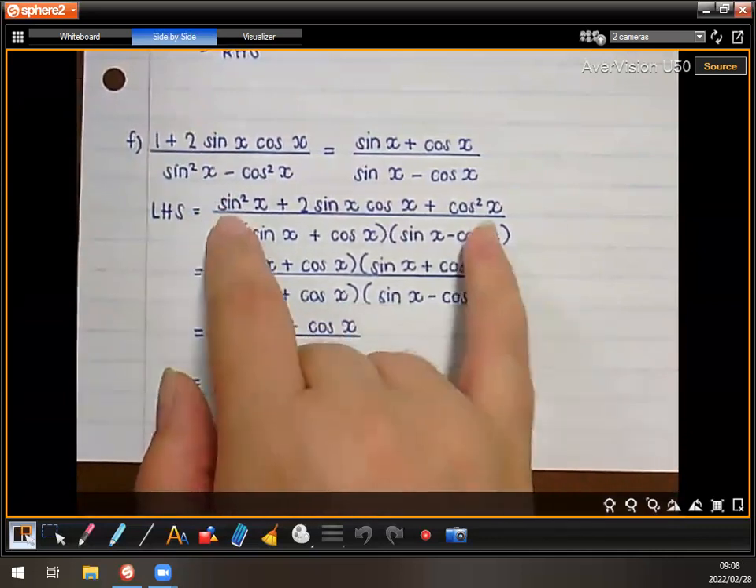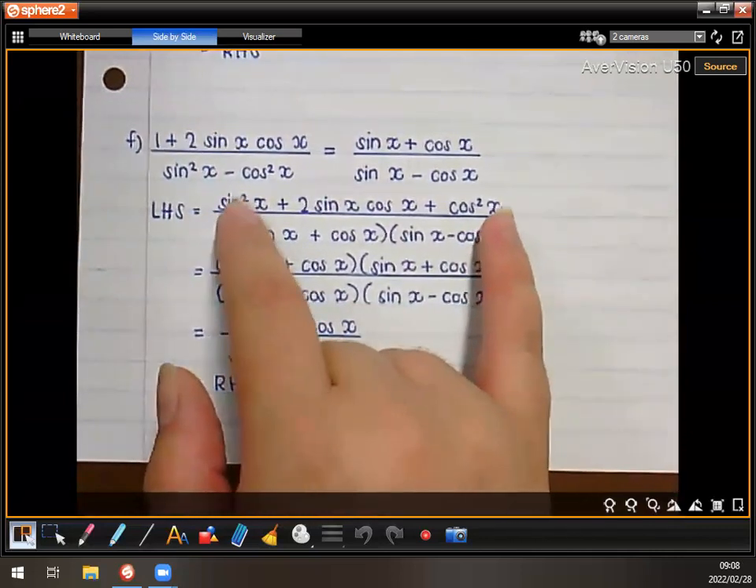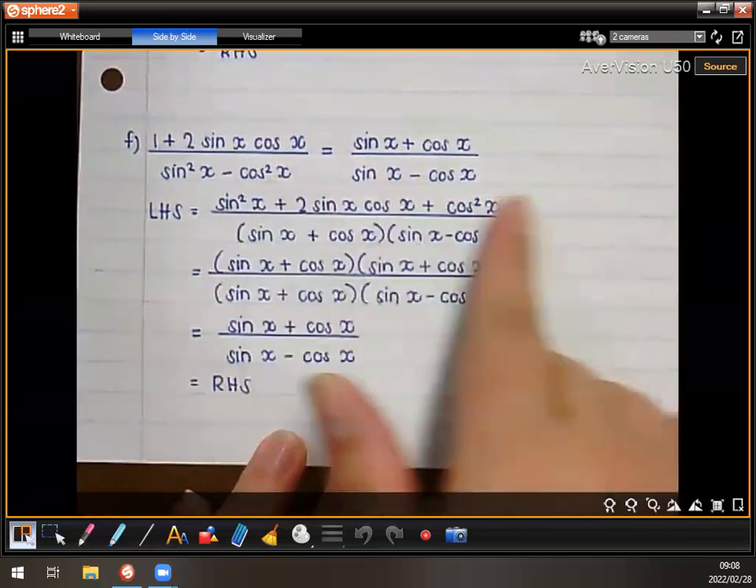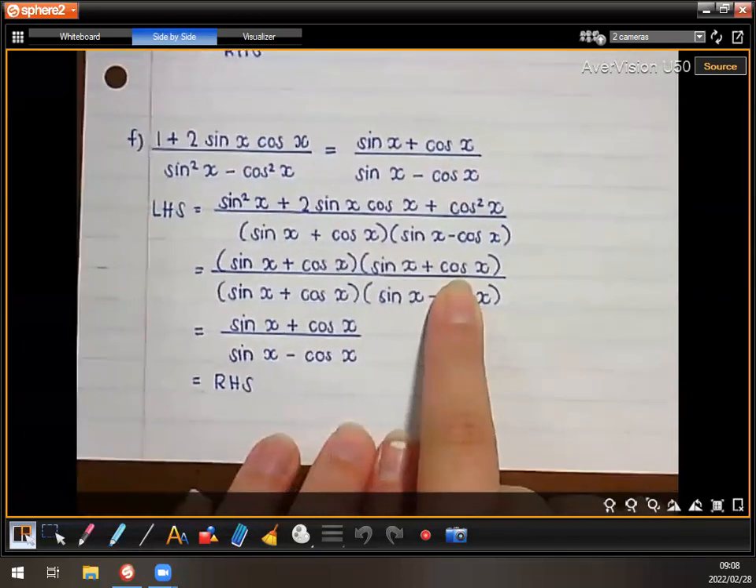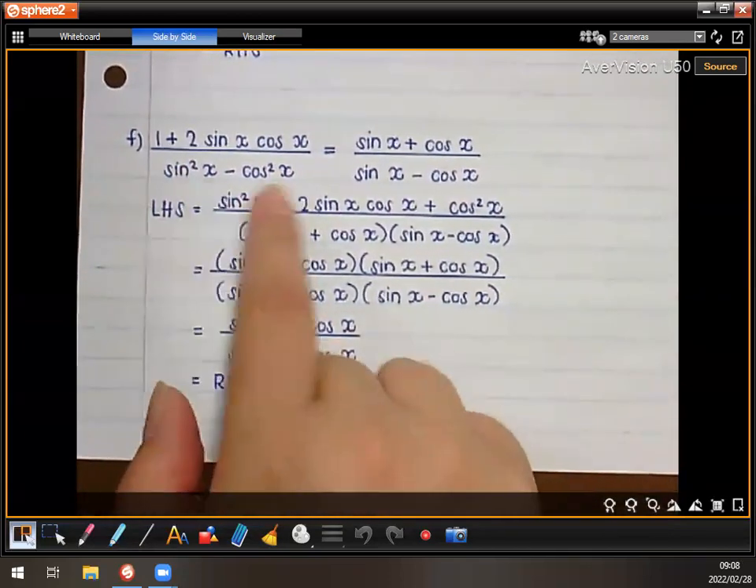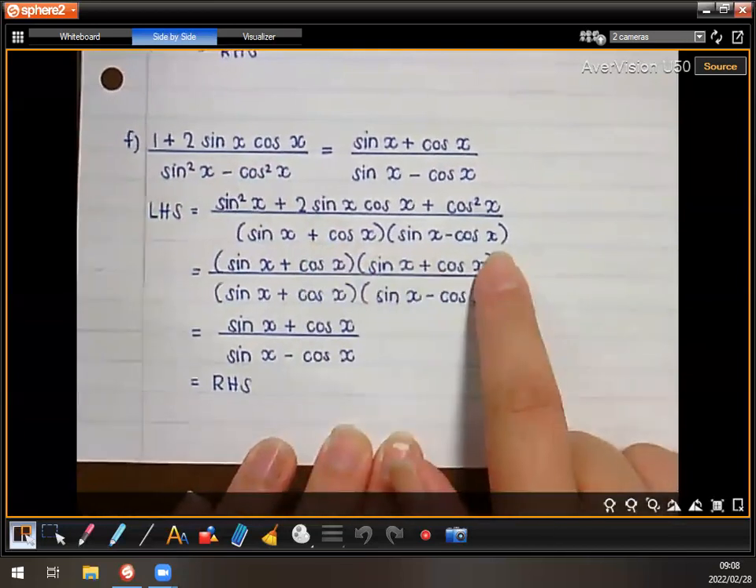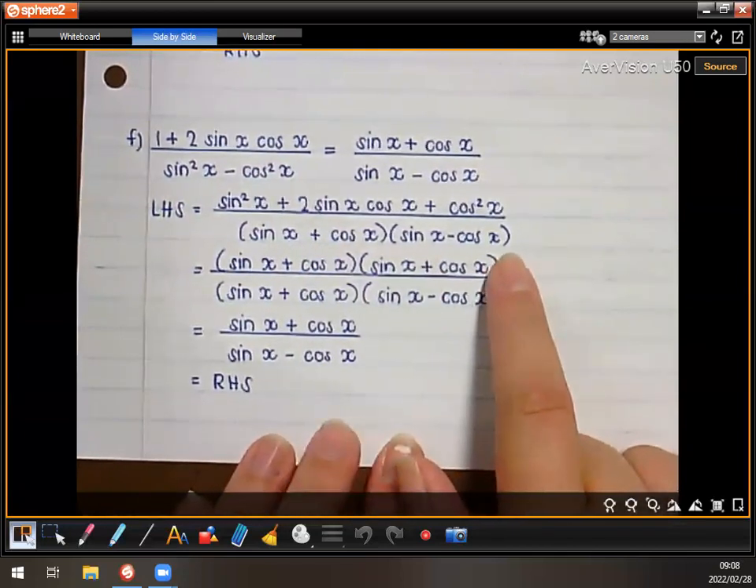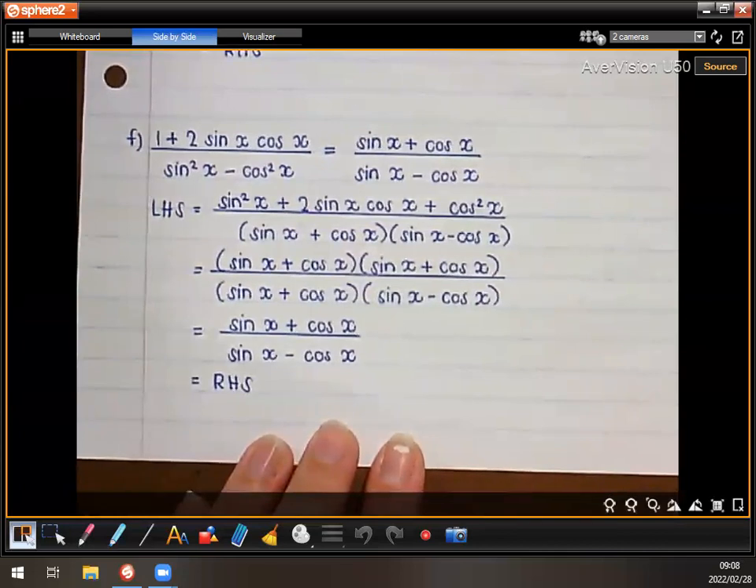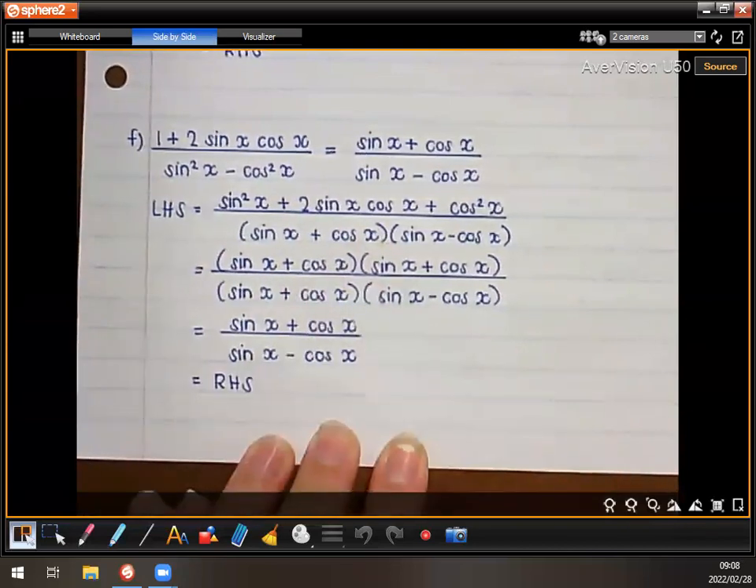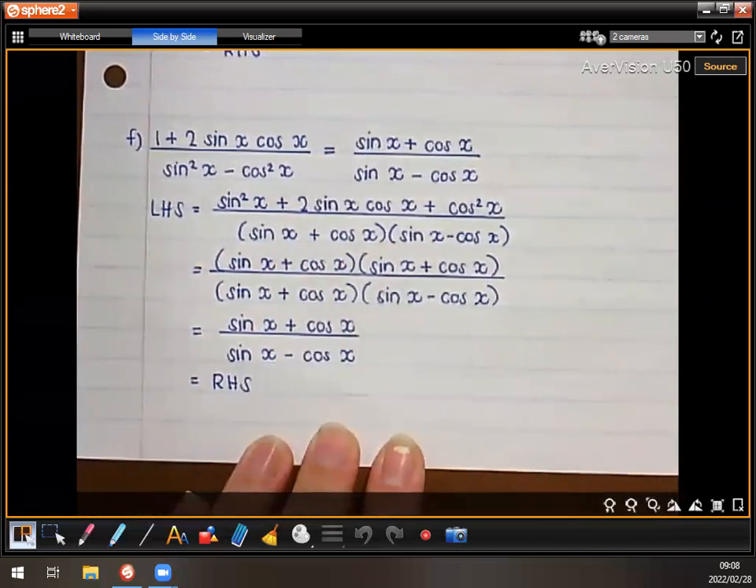So the one you have to change the sine squared x plus cos squared x and just write them on either side there so that it is that trinomial. The sine squared x minus cos squared x at the bottom with the difference of 2 squares. And then it was quite simple from there. You just had to cancel out the sine x plus cos x bracket at the top with the sine x plus cos x bracket at the bottom, and then we were left with what you had on the right.